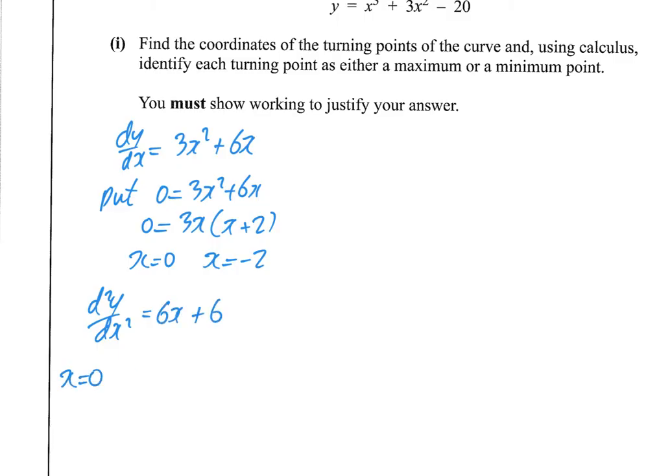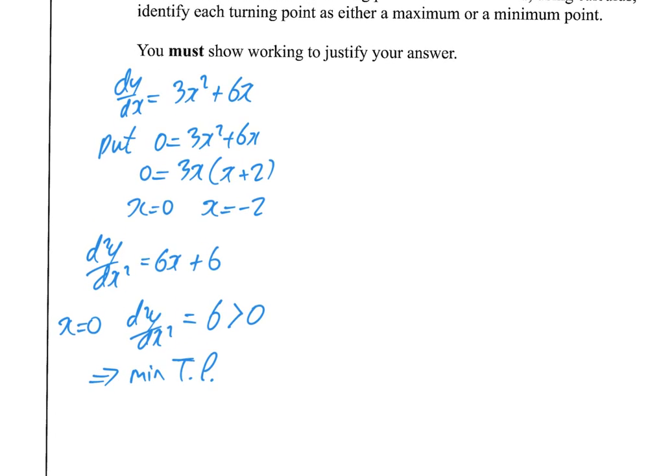So when x equals 0, d2y by dx squared is going to be 6 times 0 plus 6. So it's just going to be 6, which is greater than 0, which tells you it's a minimum turning point. It's one of these weird things in mathematics. It's the opposite of what you would have thought. You would have thought greater than 0 means maximum, but greater than 0 actually indicates it's a minimum.